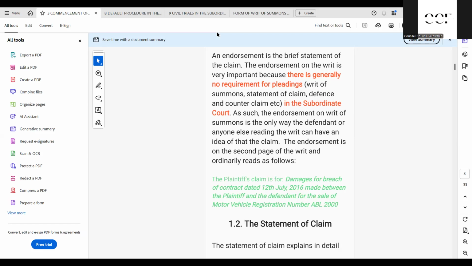Where you see that there are specific amounts in the claim, then you know that this is a default writ of summons, and the rules are different altogether. That is something that I want you to be very, very conscious about.